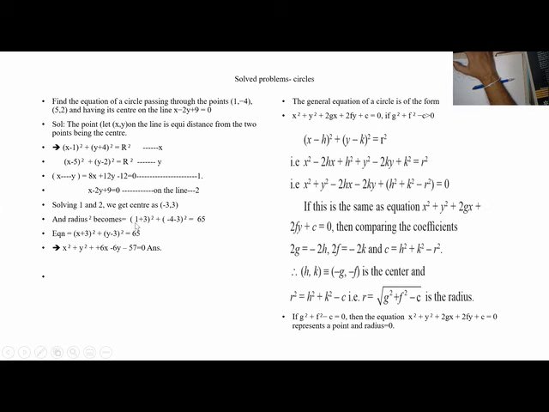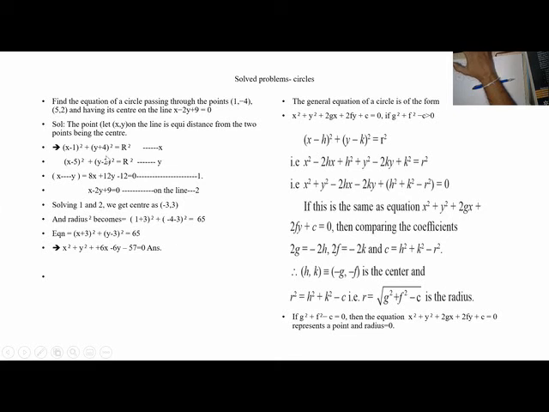What is radius square? (x minus x1)... So with 4, 1 plus 3 is 4 square plus (minus 4 minus 3) minus 7 whole square. So it is 65. So the formula is (x plus 3) whole square plus (y minus 3) whole square is 65, because this is the center. So this is the center. So we got the equation.